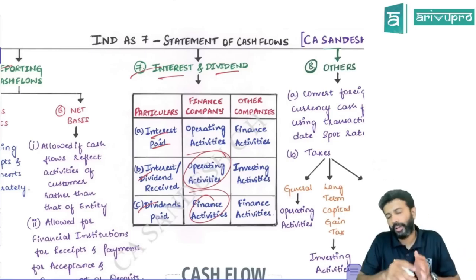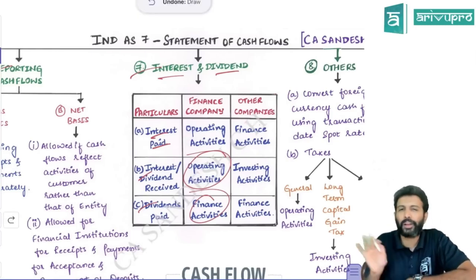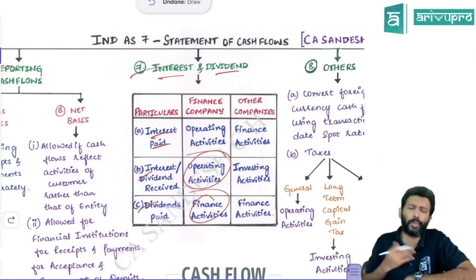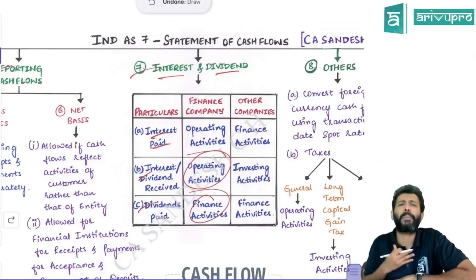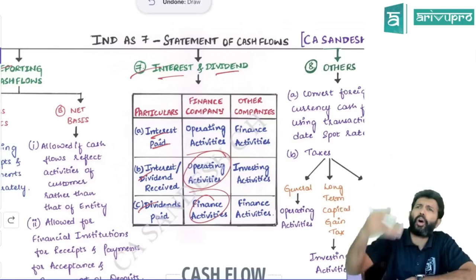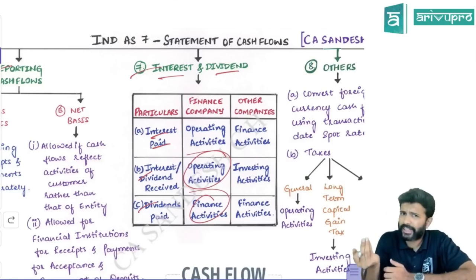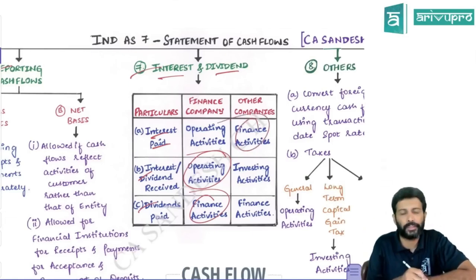This is for a bank. However, if it's a normal entity, not a bank or a financial institution, like Arivu Pro, and we have paid interest, on what will we pay the interest? On debentures issued or loans taken. These are all financing activities. So interest paid also will be a financing activity.